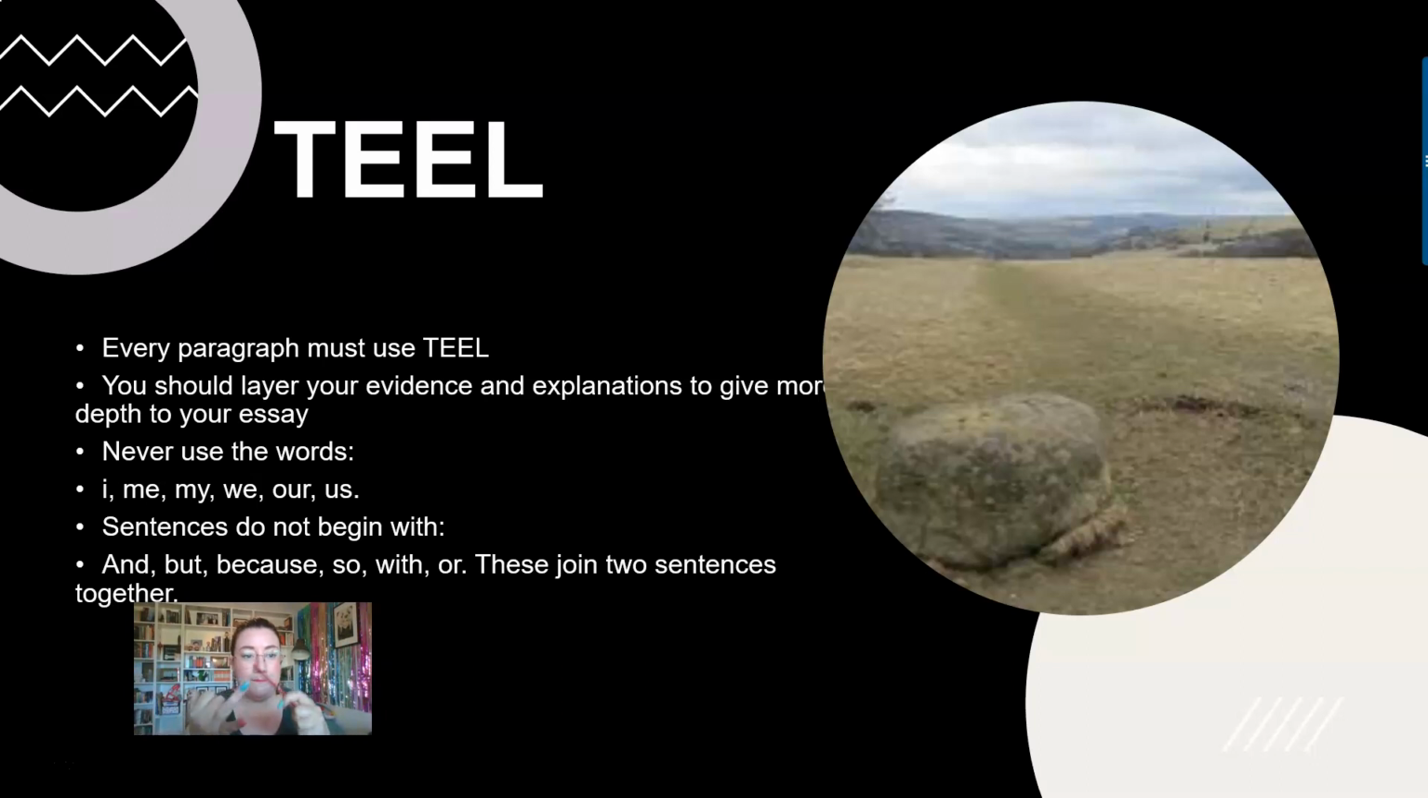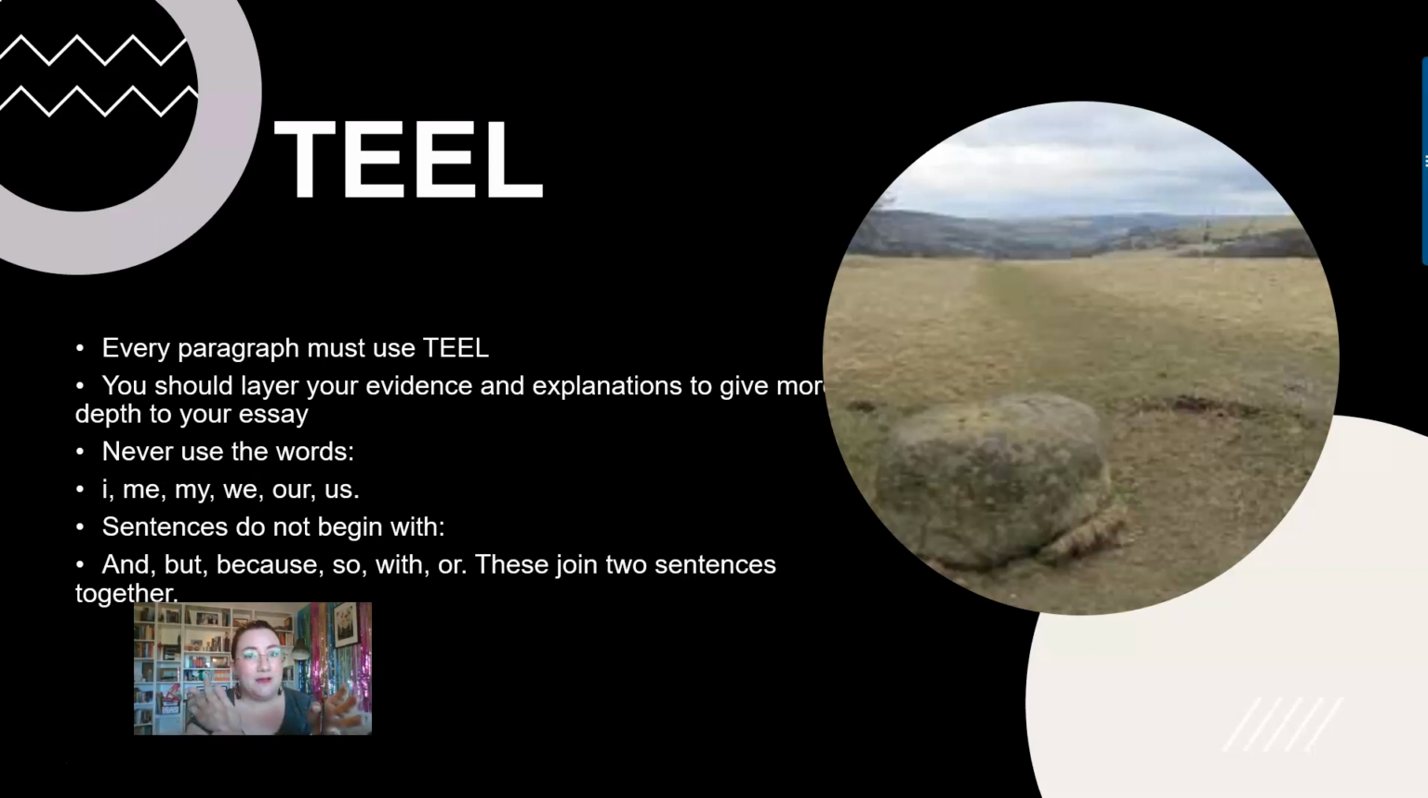So, other things to note about essay writing, I think in general, is never use the words I, me, my, we, our, us, unless it's in a quote. Okay, the reason for that is that you don't speak in first person or first person plural when you're writing an essay because it's a really formal type of writing, okay? So you shouldn't be talking in I or we, which is first person plural.